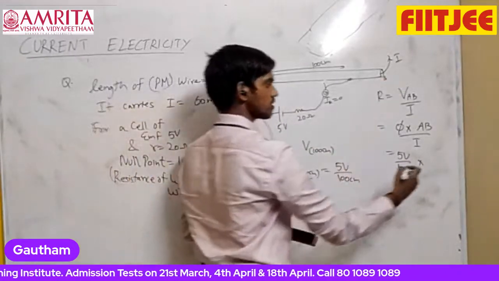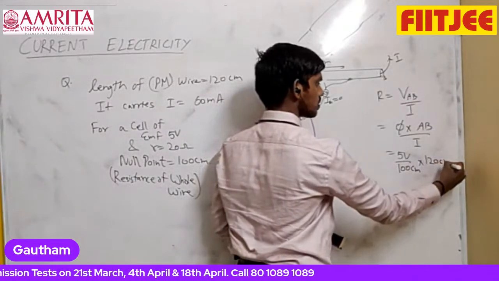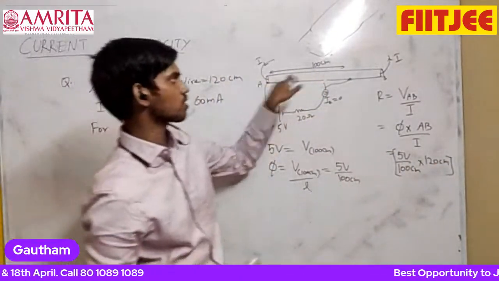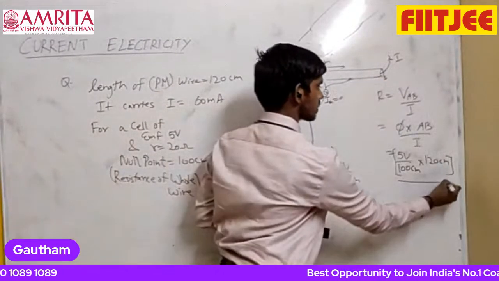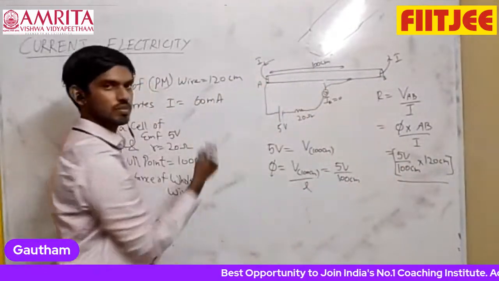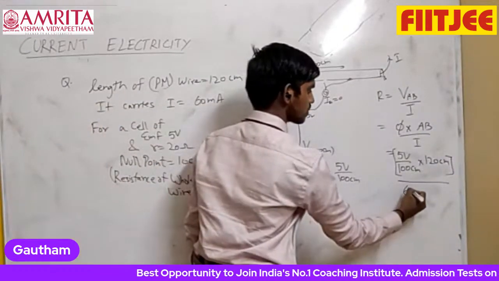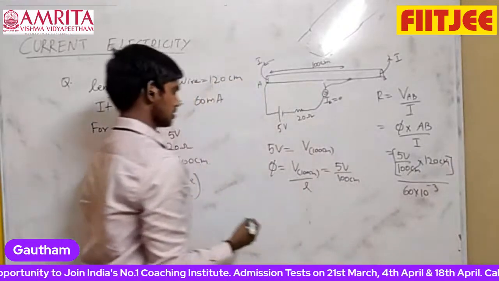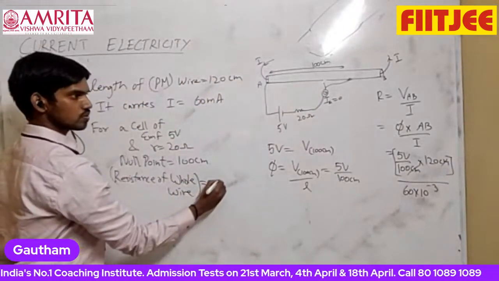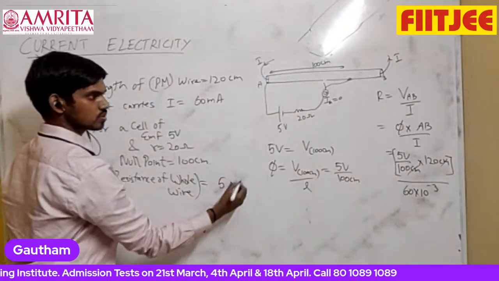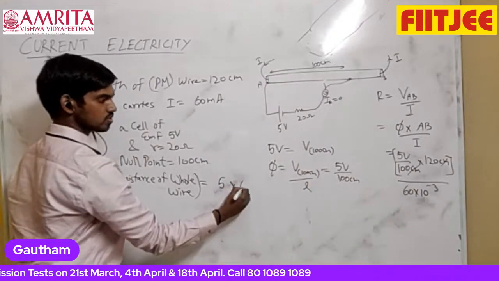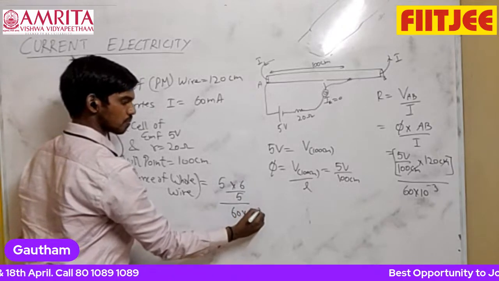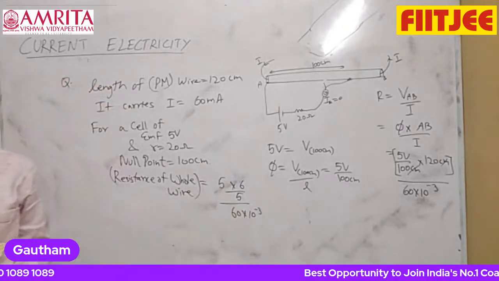The total wire length is 120 centimeters. How much voltage will drop? 5 by 100 into 120. That is the total potential drop across the full wire, divided by the current, which is given as 60 milliampere, so divided by 60 into 10 power minus 3. The centimeters cancel, so this equals 5 into 120 by 100, which is 6 by 5, divided by 60 into 10 power minus 3. That will be the resistance of the whole wire.